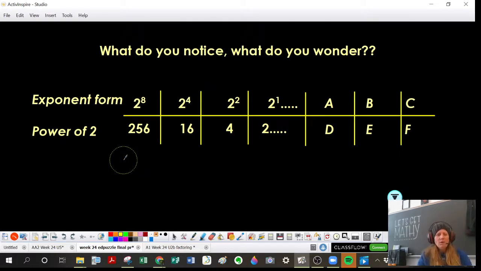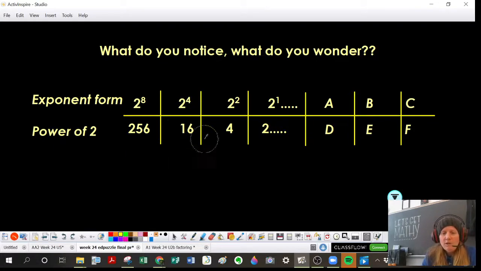All right, so again, we're talking about our final property of exponents. So you know me, I always love a good little what do you notice, what do you wonder? Take a moment to look over this pattern here I've written out for you. We have our exponential form, 2 to the 8th. That's equivalent to the power of 2 of 256. 2 to the 4th is equivalent to 16. 2 squared is equivalent to 4. 2 to the 1st is equivalent to 2, right? So notice I've been using that word equivalent because that's really what we're working on today, is how do we write things in equivalent forms or equivalent expressions. So take a moment. Let me know if there's anything you notice or wonder about this pattern.